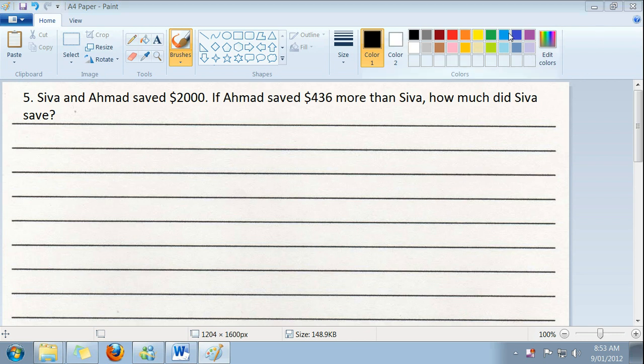Alright, let me just change the color to blue. Number 5 was Siva and Ahmed saved $2,000. If Ahmed saved $436 more than Siva, how much did Siva save? Alright.